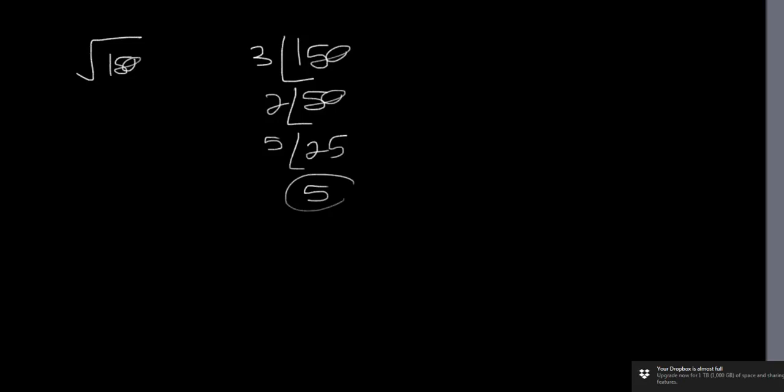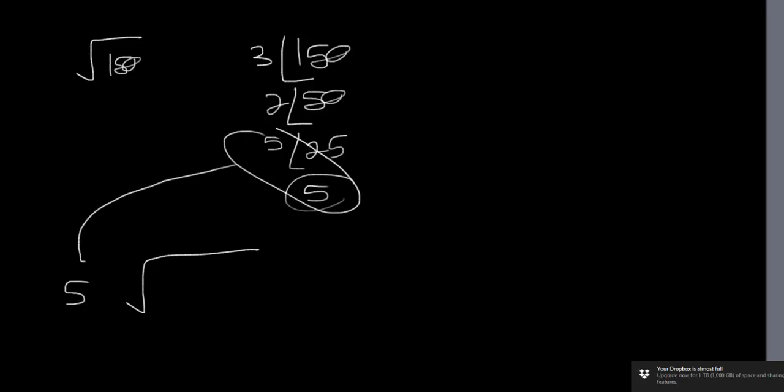So I look to see if anything repeats. And the 5 does. Excuse me, I'm sort of drawing crooked there. The 5's repeat, so they can come out one time. And the things that do not repeat twice, 3 and 2, have to go inside of the radical. So just to simplify that down, it's 5 square roots of 6.